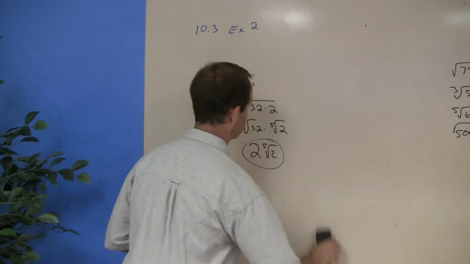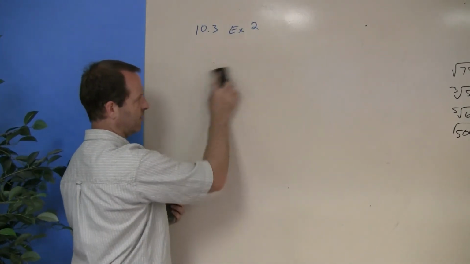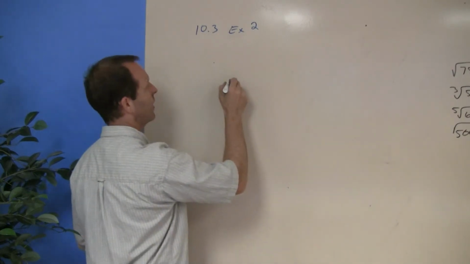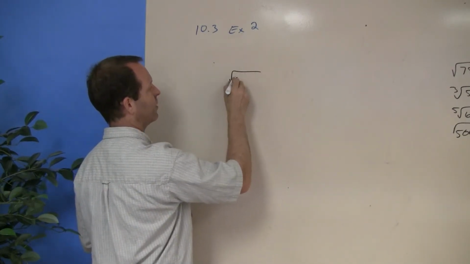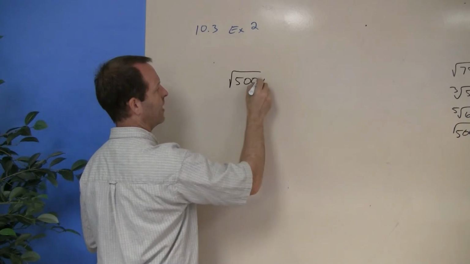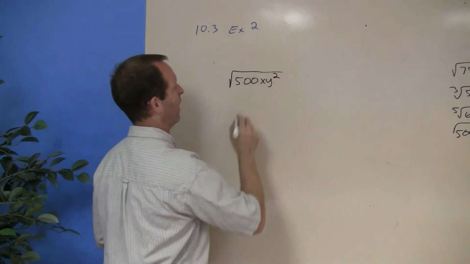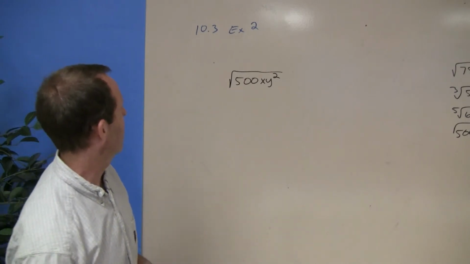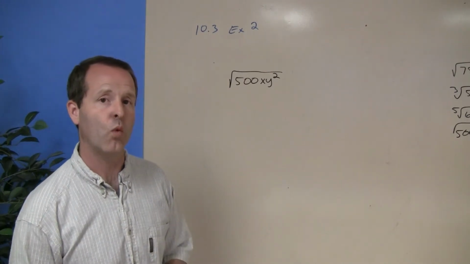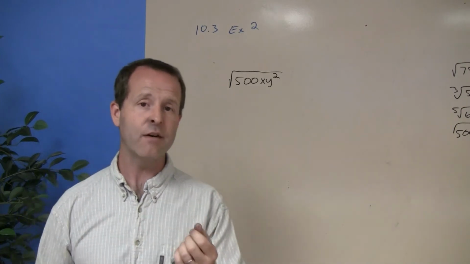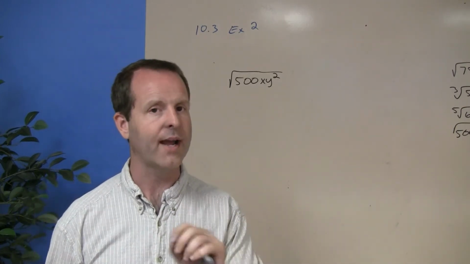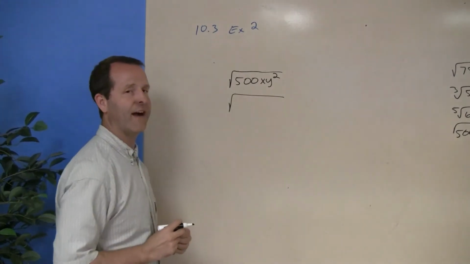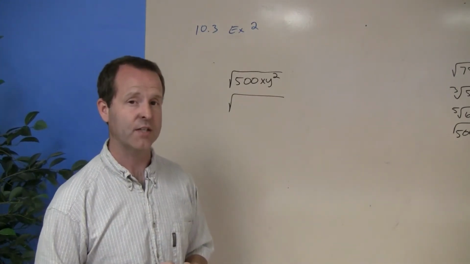The last example I want to show you, let's throw in some letters, or variables if you want to use a math term. So I have the square root of 500xy squared. Now, let's start breaking things down one at a time. I have to look at the 500, the x, and the y all separately. So can you think of a way to break down the 500 so that one of its factors is a perfect square?